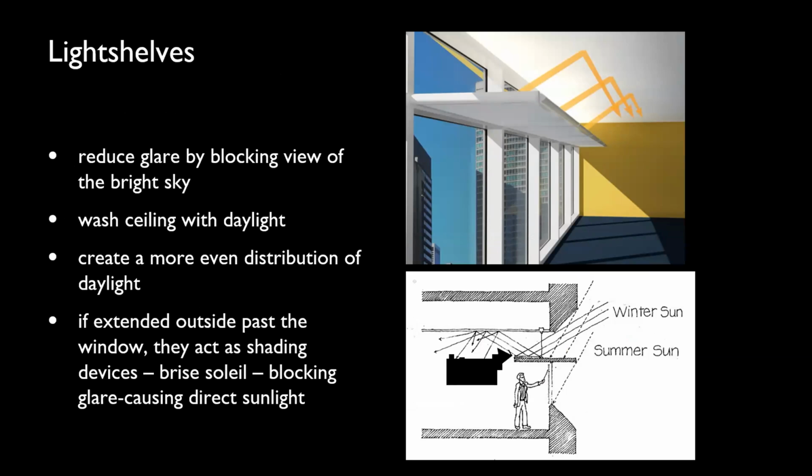So I'm gonna explain light shelves a little bit further. The part of the element that extends outside can also serve as a sunshade for the lower view window, also blocking the view of bright sky, which is also a glare source. The part inside serves to reflect light further back into the space.